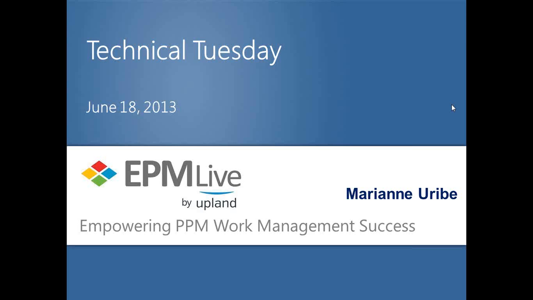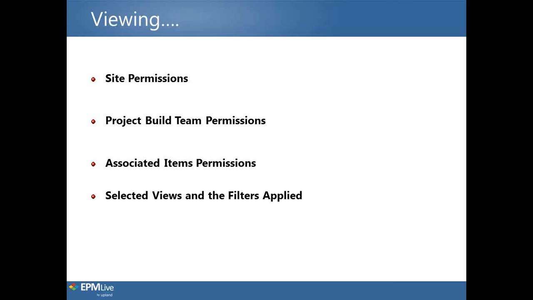Thank you, Morgan. Welcome, everybody, to this Technical Tuesday on June 18th. My name is Marianne Uribe, and I'll be with you for the next several minutes or half hour to an hour. Today's goal is to answer some end-user questions like, why can't I do certain things in a site? Or why do the items I see displayed in a certain view look different from what I see on the screen of perhaps another? We're going to look at site permissions, build team permissions, associated item permissions, and some filters that are applied to certain views.